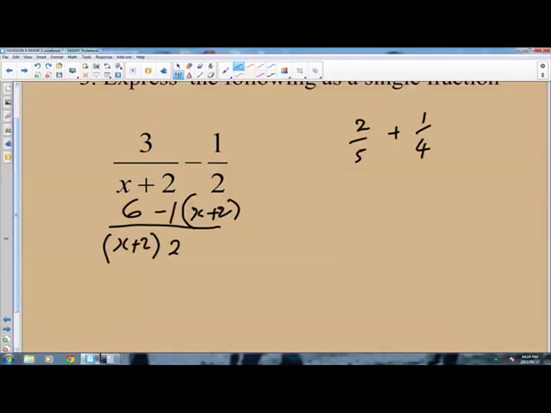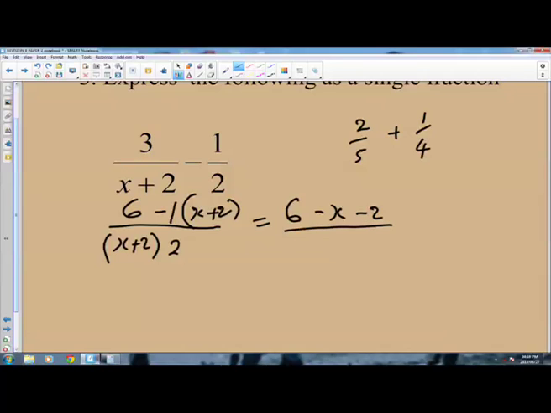Close the bracket. This will simplify to 6 minus x minus 2. It's minus 1 times x is minus x. Minus 1 times positive 2 is minus 2. The minus 1 here is multiplying everything inside the bracket. And it's very important that you take great care of this. Don't just multiply x and negative 1, forgetting that 2 is also to be multiplied by negative 1.